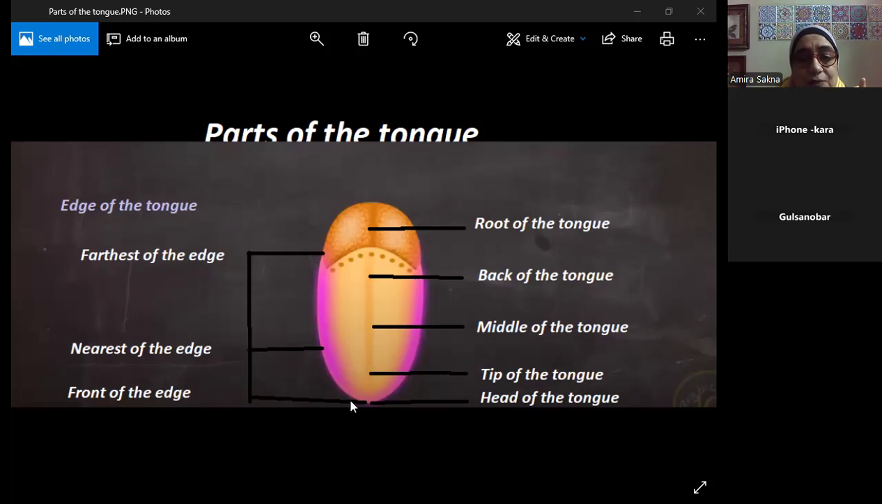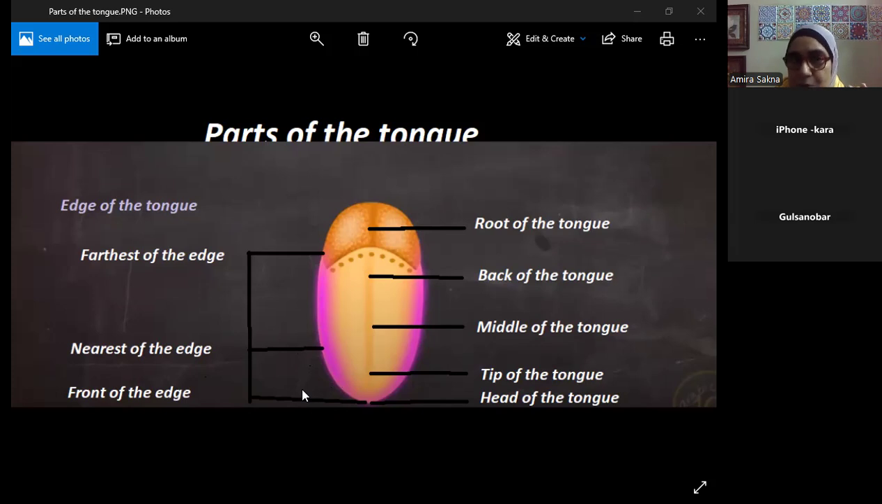This is the edge, only the edge, not all the tongue. The edge is divided into farthest of the edge, nearest of the edge, and this is the main area of pronouncing Dod. Then the front of the edge, which is equal to the head of the tongue, is from where we will pronounce the lam. Dod, it's all the edges working, but this is where we press. This is where the tongue will be sliding here. The lam, this is the pressure area.